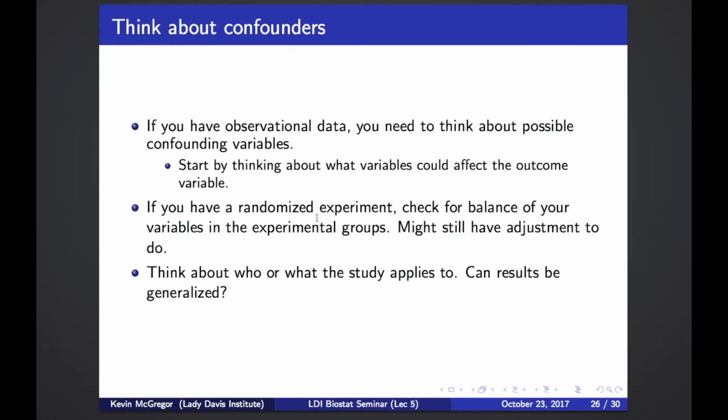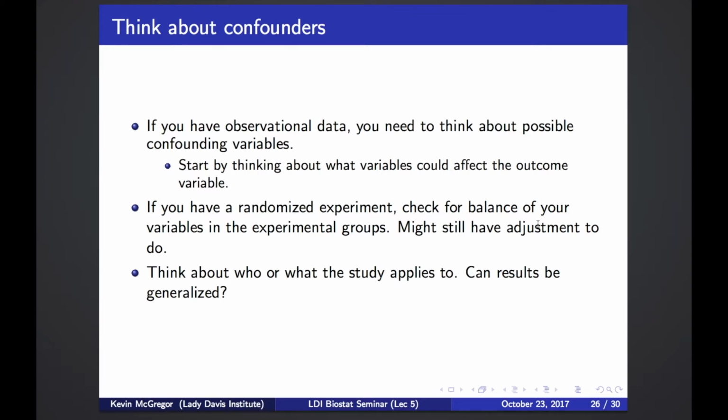So yeah, if you have a randomized experiment, great. But as I mentioned a few slides ago, you should always still check for balance of the variables in your different experimental groups, because you might still have to do adjustment. Even though randomization is supposed to prevent you from doing adjustment, you still might have to do some adjustment nonetheless.